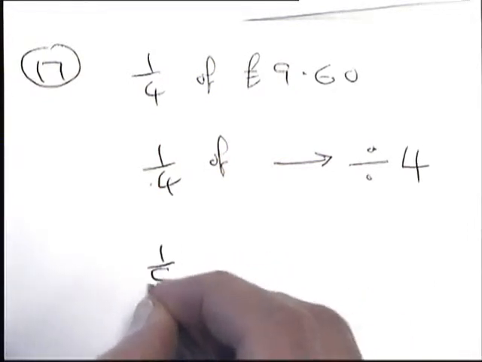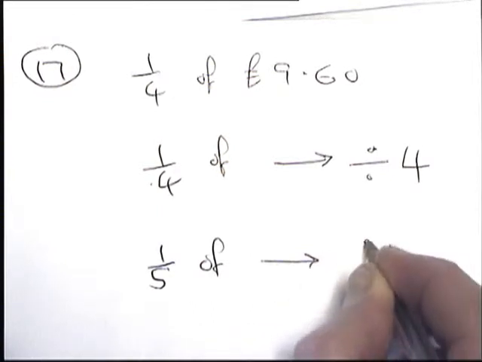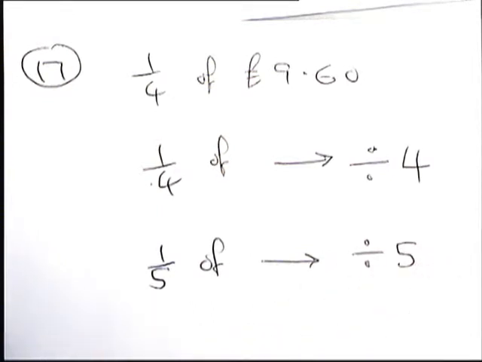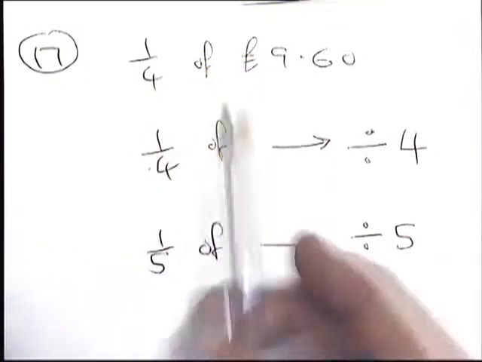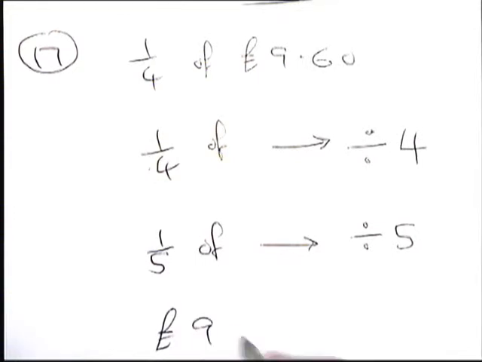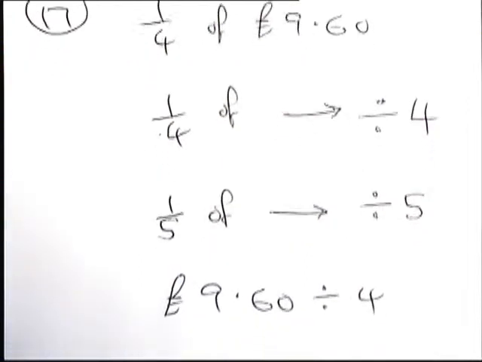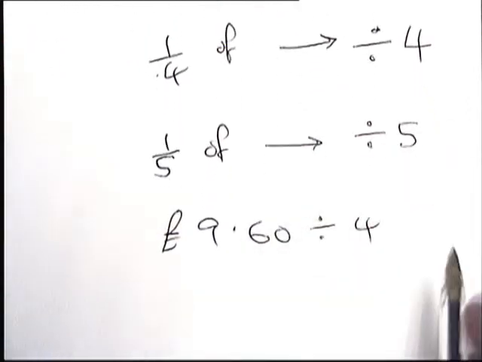If you were trying to find a fifth of something, you would divide by 5. If you're trying to find a third of something, you'd divide by 3. So this question we've got here, a quarter of £9.60, is the same as £9.60 divided by 4. So we're going to do a divide for this question.